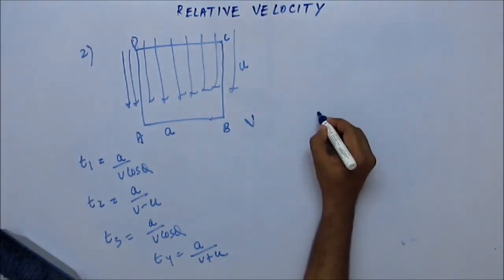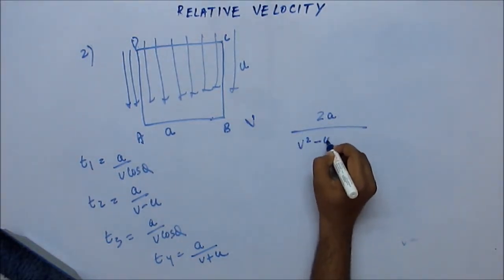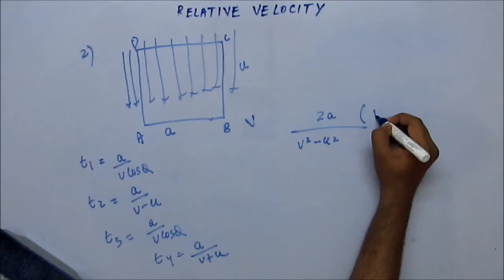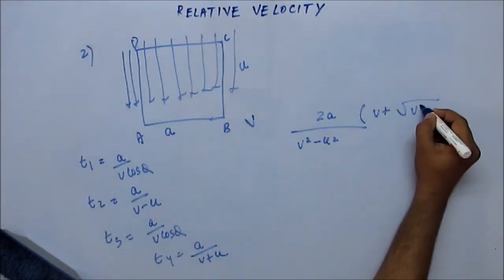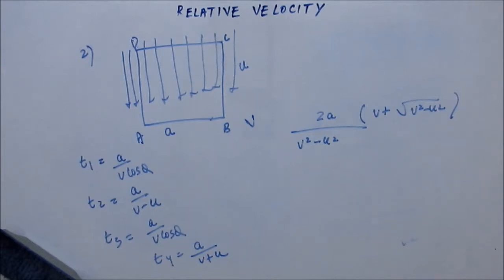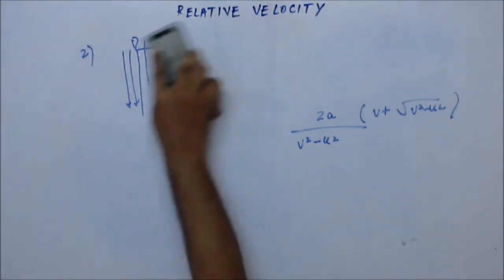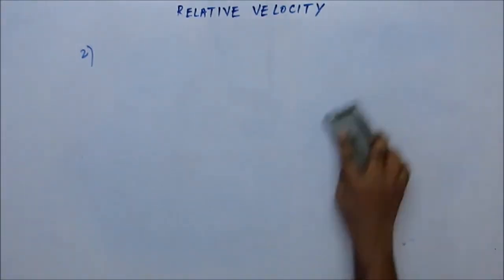The answer would be 2a upon v square minus u square, into v plus root over v square minus u square. You should get this. You got it? Good, very good. You're working hard. You're going to get the fruit of this, dear.